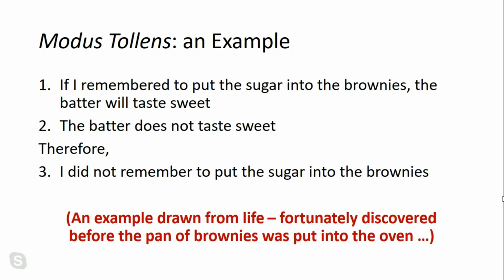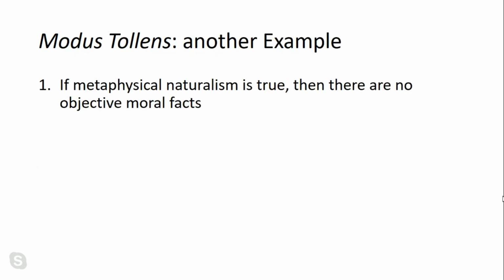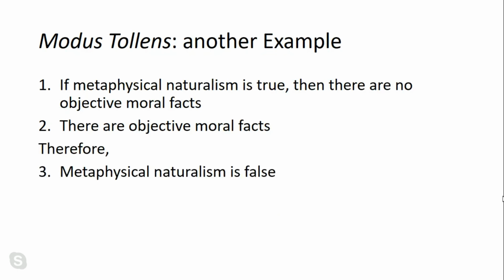That example does not make anyone's heart beat higher unless you're really into brownies, but let's move on to an example that may be of more interest to some people who are watching this live stream. If metaphysical naturalism is true, then there are no objective moral facts. There are objective moral facts. Therefore, metaphysical naturalism is false.